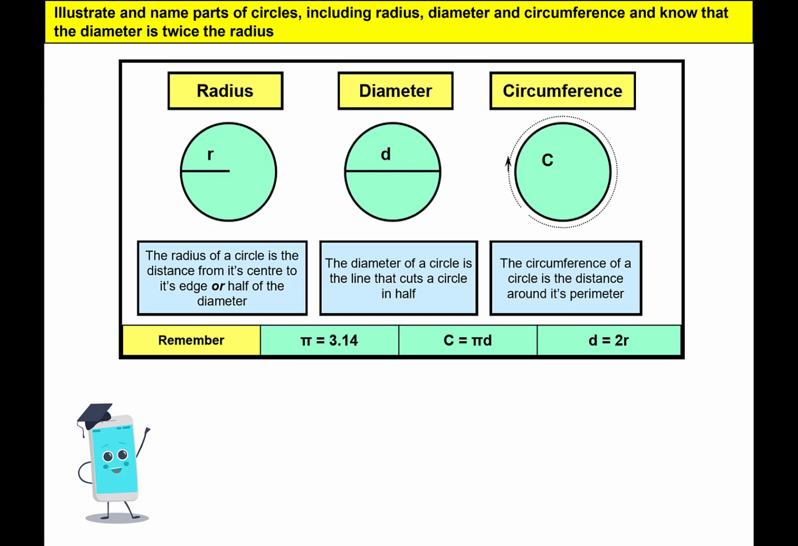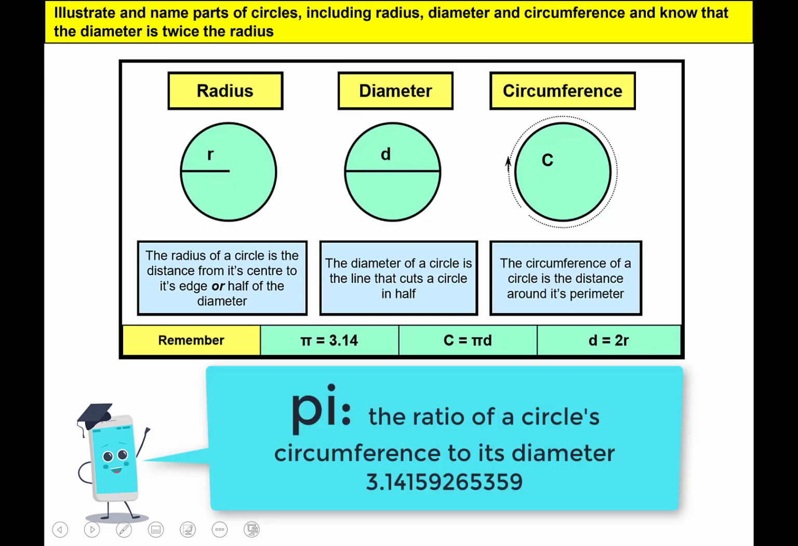At the bottom of that little diagram, we've got some rules. Now the first one, you'll see a funny little symbol and it says equals 3.14. That symbol is pi. Okay, it's not pie like you would eat, not a type of food. It's pi and it's spelled P-I. It's actually a much longer number than this, but at this point, all you really need to remember is 3.14.